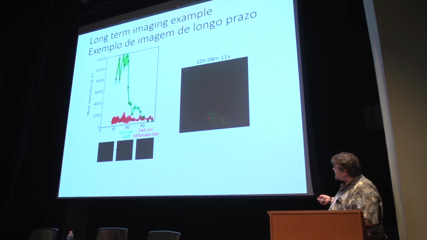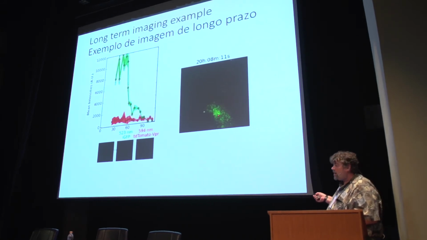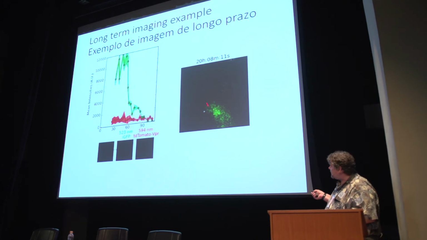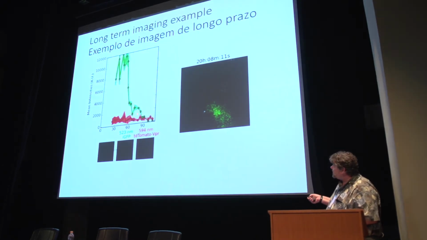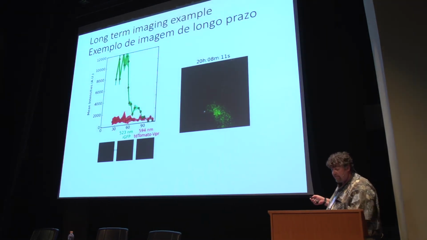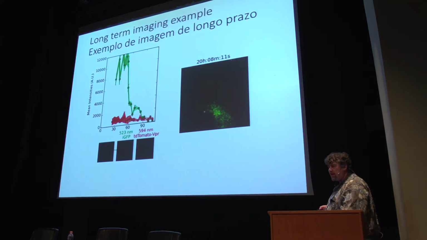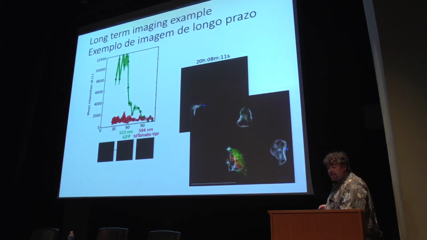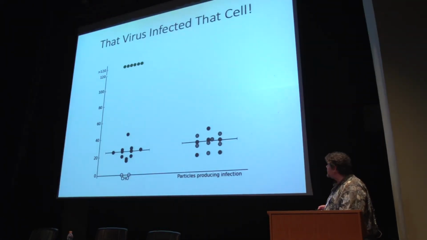But now you can see this cell is beginning to turn green. It's expressing the viral proteins. So that particle infected that cell, and it did that, okay? And you keep making the postdoc do it again and again and again and again.